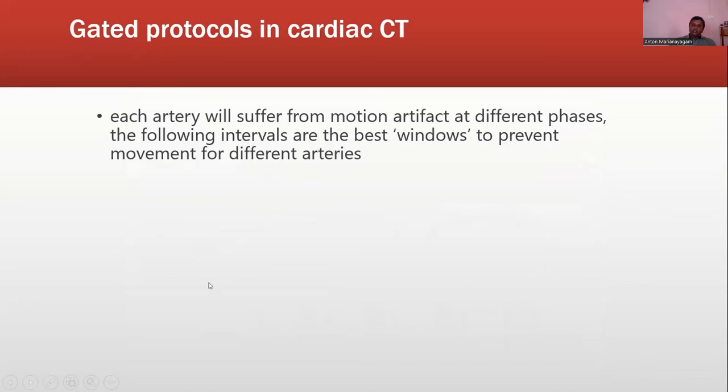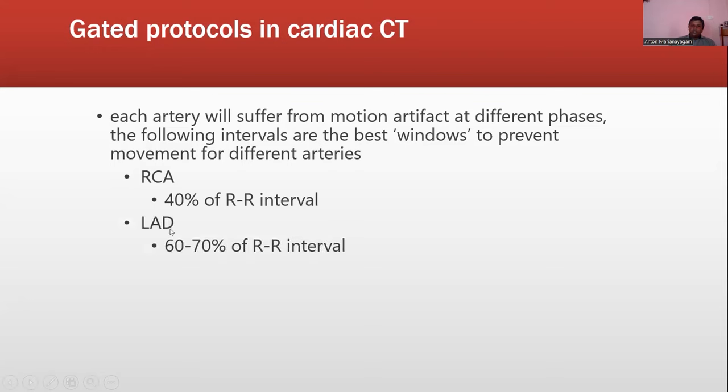As I told you, each artery will suffer from motion artifact at different phases, and the following intervals are the best windows to prevent movement for different arteries. Right coronary artery is at 40% of the RR interval. I will show you what that means. Left anterior descending branch is at 60 to 70% of the RR interval. This is at the systolic phase, and this is at the diastolic phase. LCX, that is the left circumflex coronary artery, is at 50 to 60% of the RR interval. So LAD and LCX are best seen at the end diastolic phase, and the right coronary artery is best seen at the systolic phase.